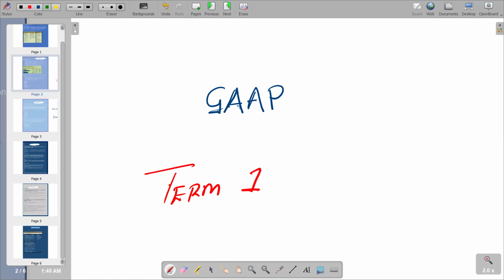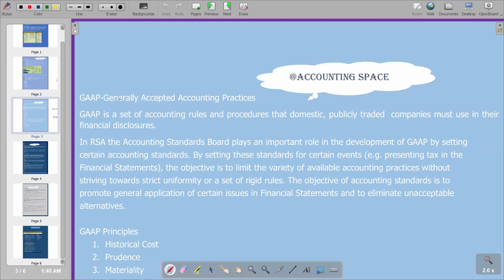Going to the information that we have according to this video, we also have the description that we had at the beginning of GAAP, which means generally accepted accounting practices. A GAAP is a set of accounting rules used in financial disclosures. In the Republic of South Africa, that is RSA, the Accounting Standards Board plays an important role in the development of these standards for certain events.